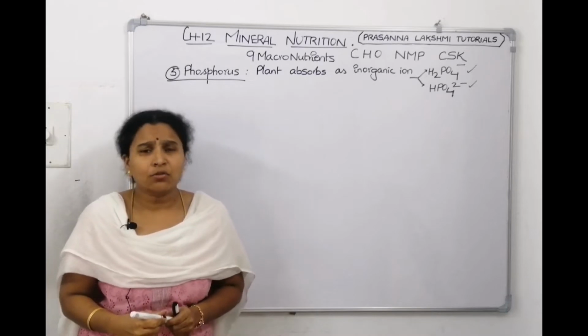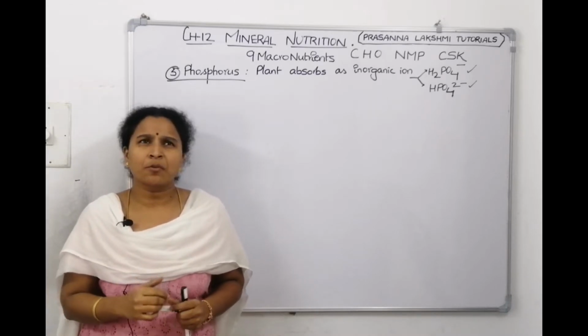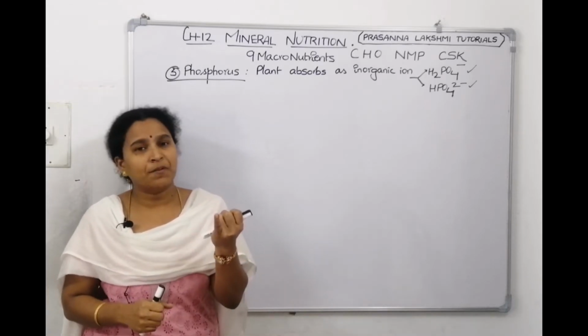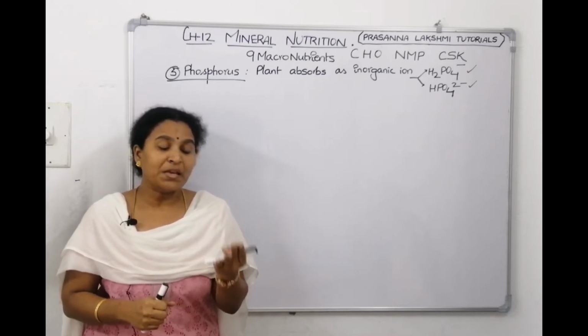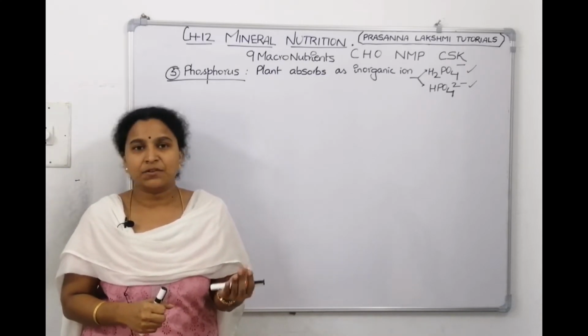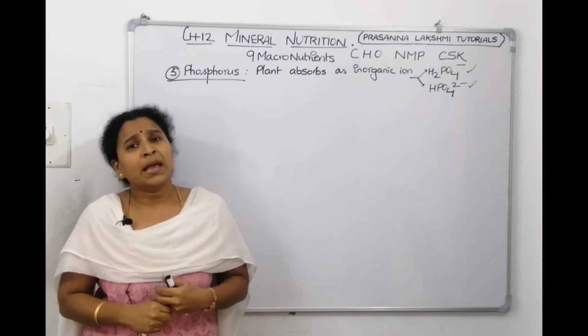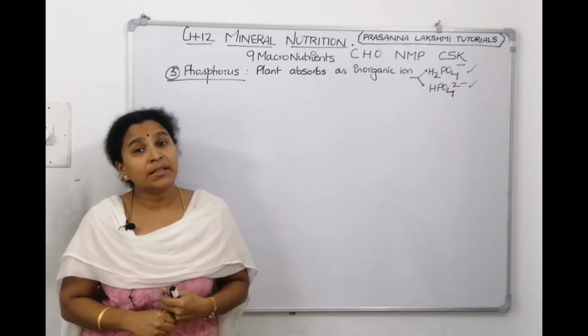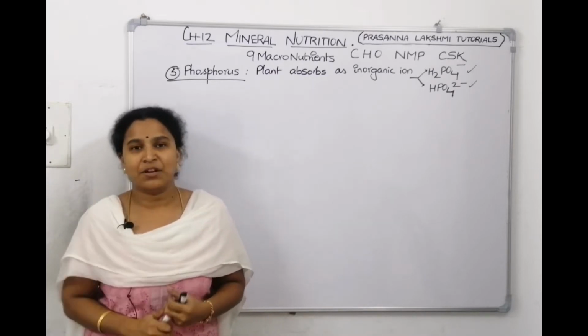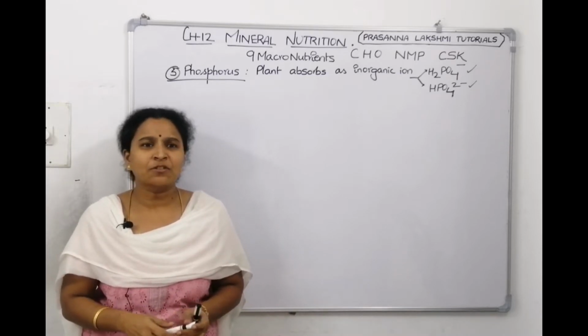Then what are the roles of phosphorus to the plant? Now come on, think and tell me. Phospholipid we know, ATP, GTP, CTP, TTP, nucleotides we know, nucleic acids we know, NADP which is a coenzyme, their P is there, that we know. So all these are the functions of the phosphorus.